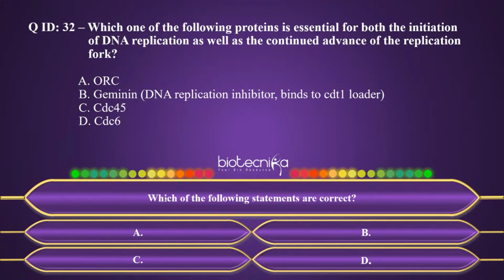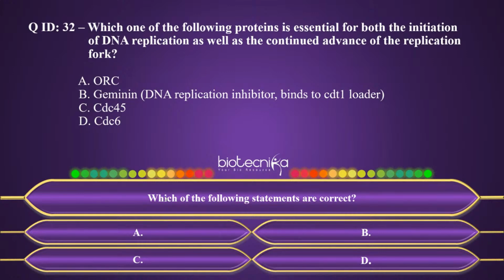One of the loader proteins is CDT1. This loader protein CDT1 is being inhibited by the geminin protein, right? So geminin is a kind of DNA replication inhibitor here. This is something which is very new for all of you, so you can add this particular pointer in your notebooks because this is something which is new.